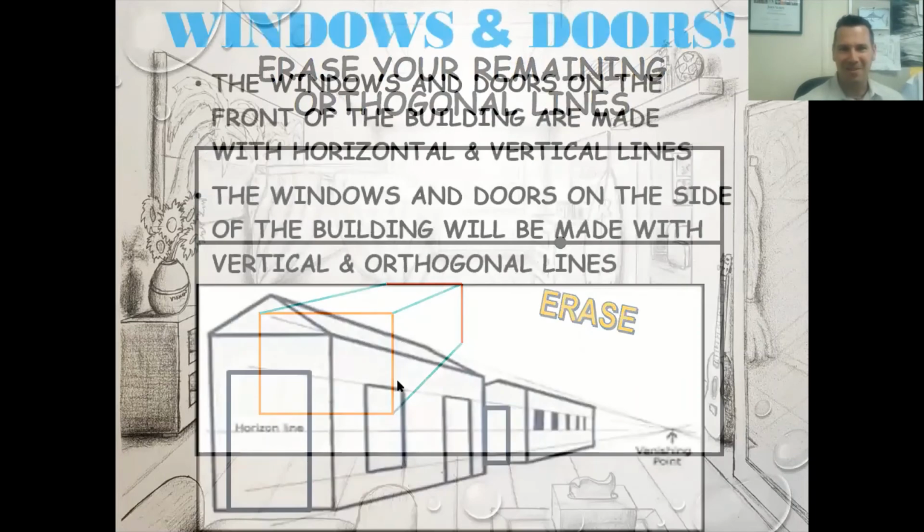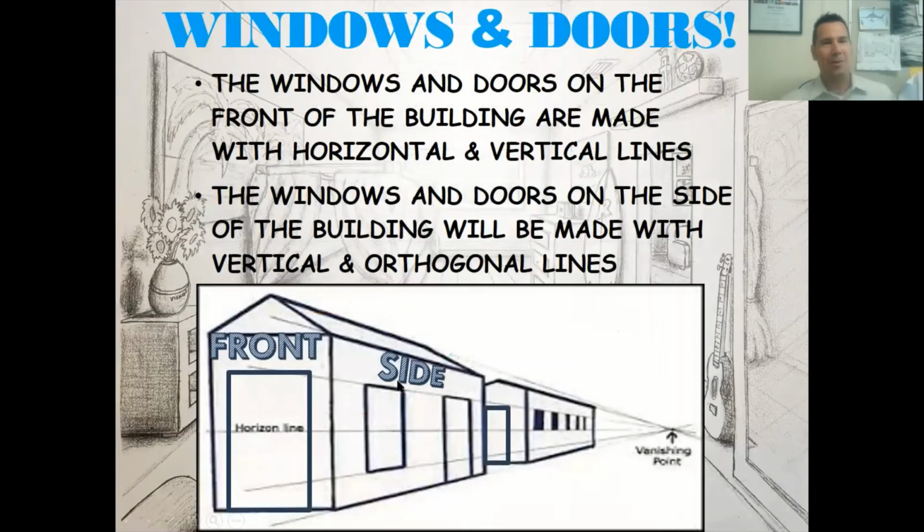Okay, here we go. All right, so in our building, we're going to want to draw some windows and doors. So the windows and doors on the front of the building, this is the front. Here's the front back here also. So the front of the building, the windows and doors are going to have 2 types of lines.